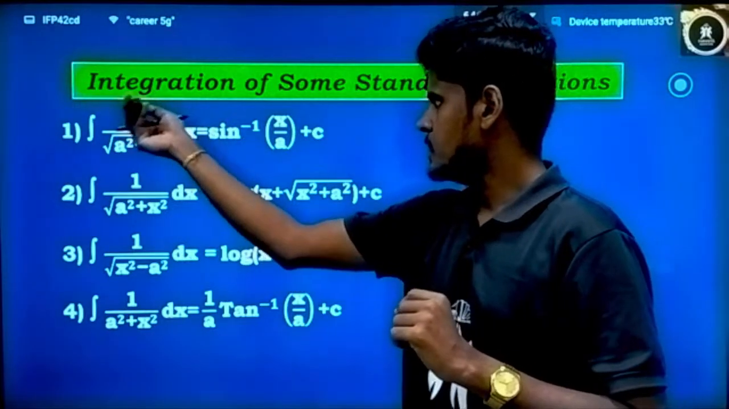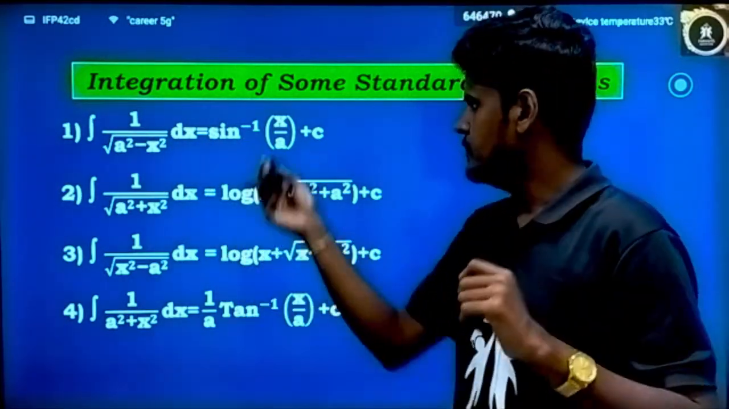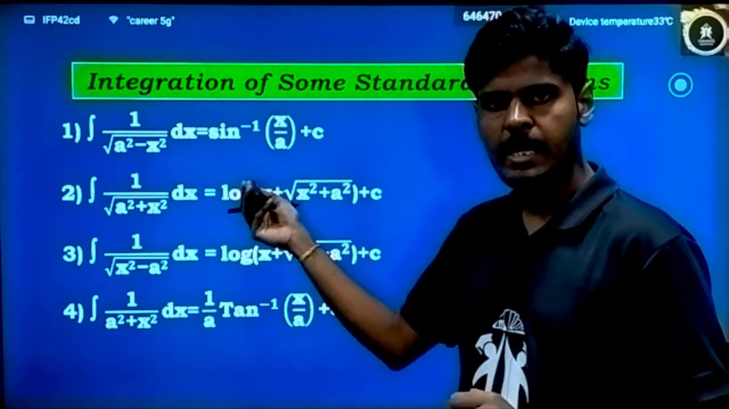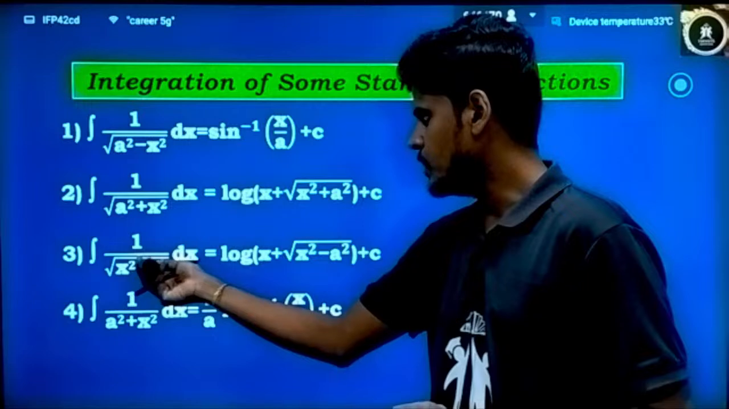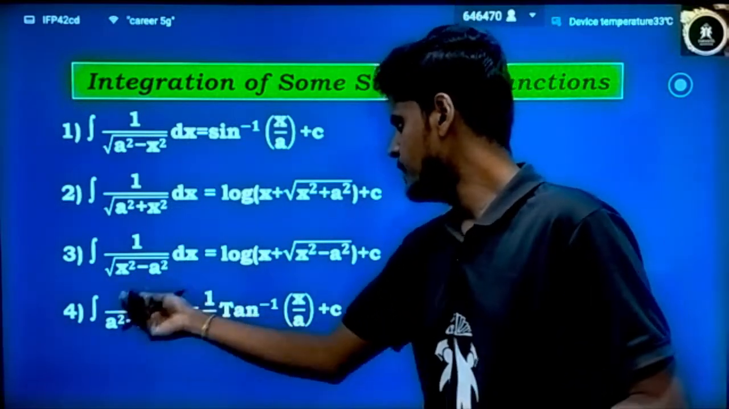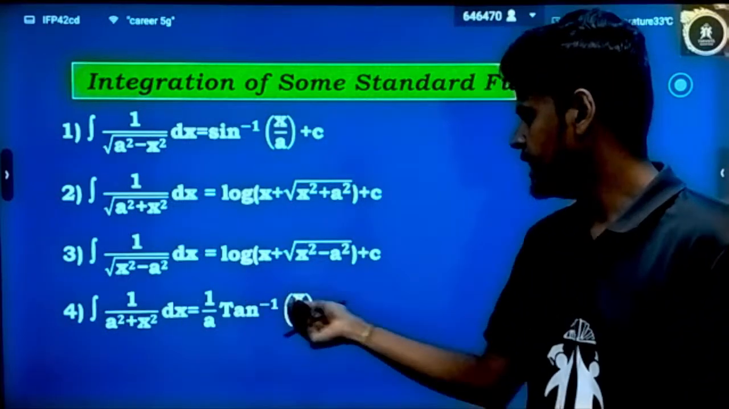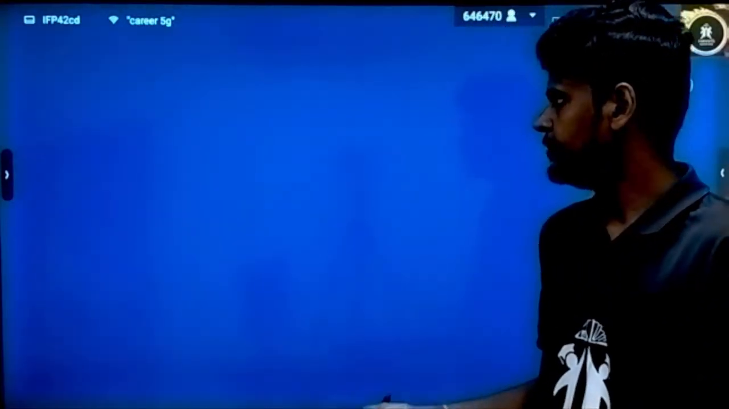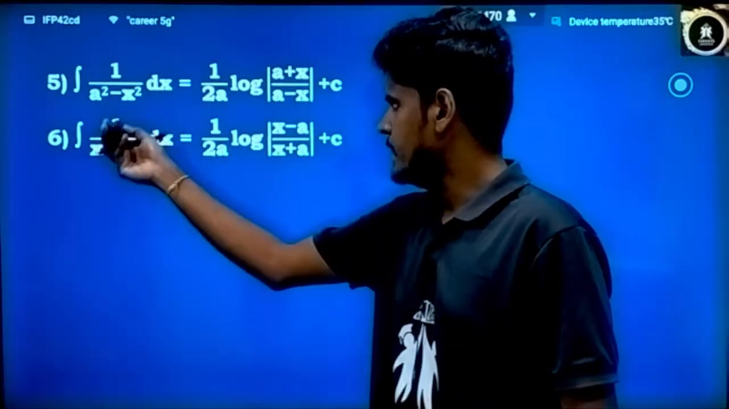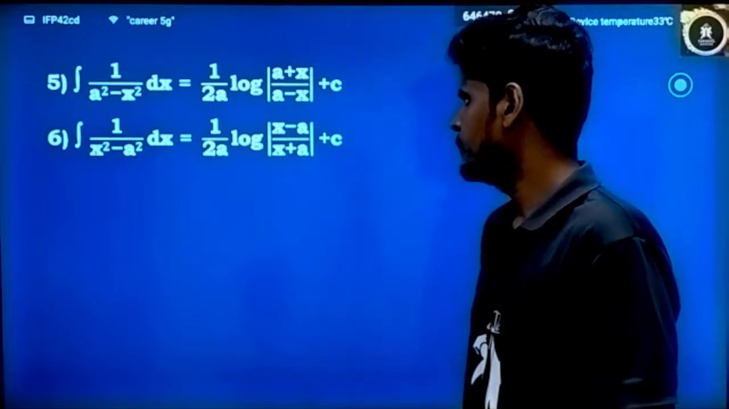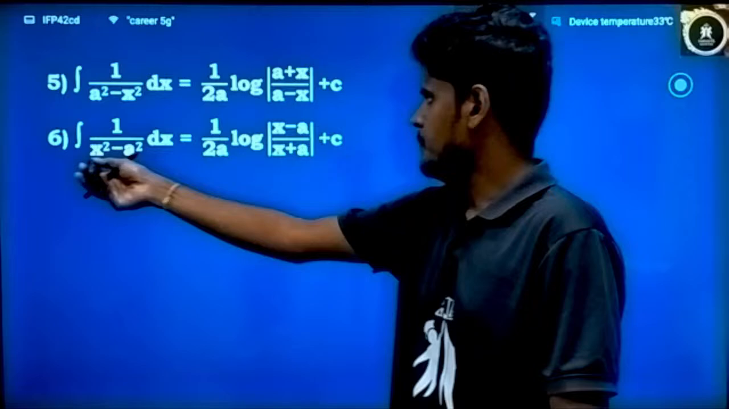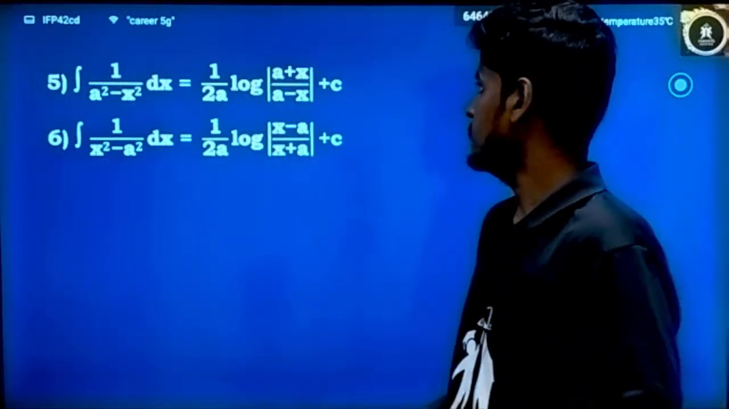What are they? One is dx by root of a square minus x square, sin inverse x by a. 1 by root of a square plus x square, that will be log of x plus root of. Similarly, x square minus a square means log of x plus root of whatever is inside the root, write as it is. Dx by a square plus x square, 1 by a tan inverse x by a. Next formula is dx by a square minus x square and dx by x square minus a square. Answer is 1 by 2a log of x minus a by x plus a. We can prove this. This proof will be similar to that.